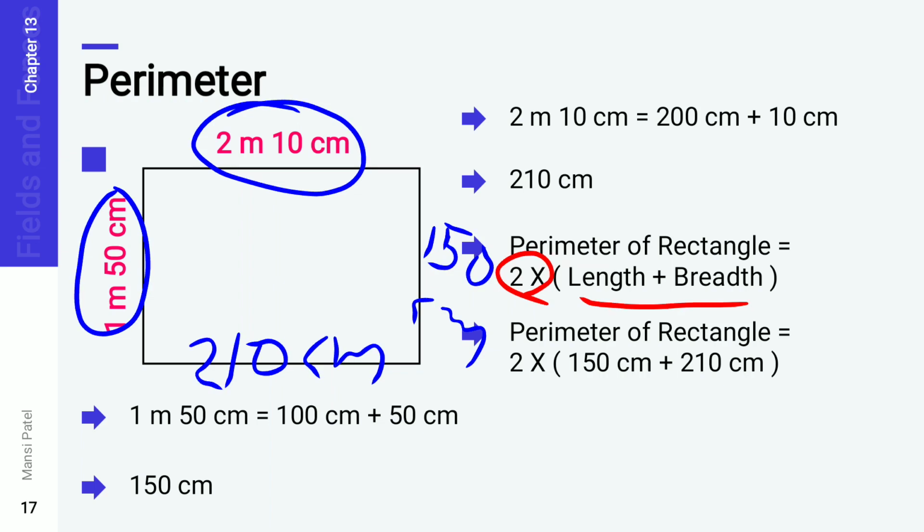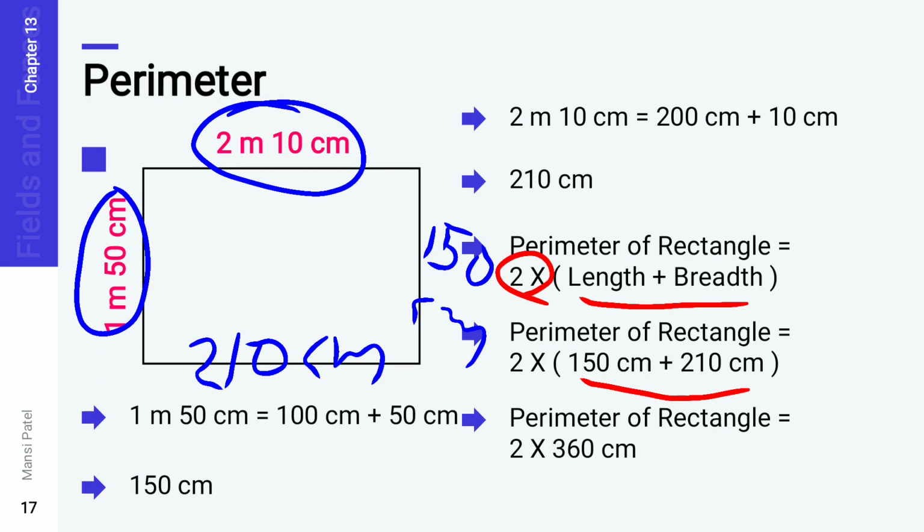Now do the addition of 150 plus 210, that is 360 centimeter. Now do the multiplication, 2 multiplied by 360. 36 twos are 72, and after 72 you have to write 0. So the perimeter of the rectangle is 720 centimeter. Understand?